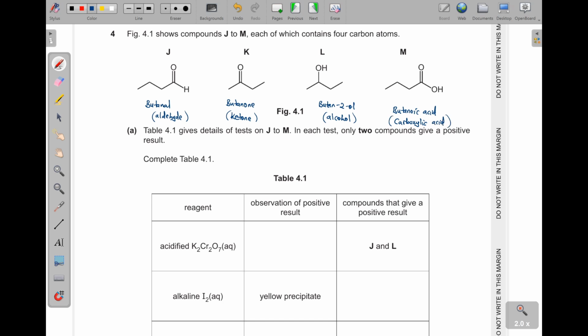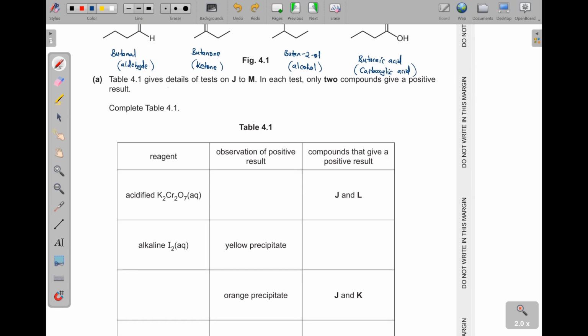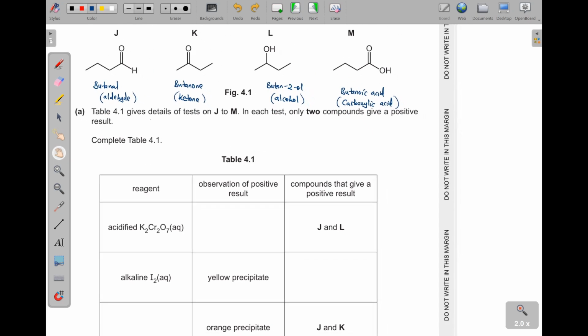Then table 4.1 gives details of tests on J to M. In each test, only 2 compounds give a positive result. So we are supposed to complete the table. All right. The first one here, acidified potassium dichromate. So this one here is an oxidizing agent.